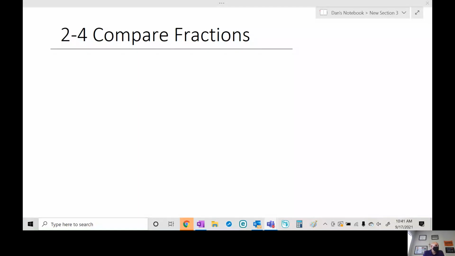All right, in this lesson, we are going to be comparing fractions and then ordering them from least to greatest. So the two things we're going to do in this, we're going to compare them, like seeing which one's bigger, and then we're going to put them in order.